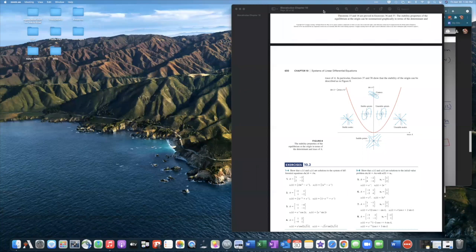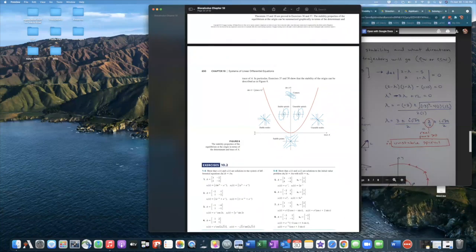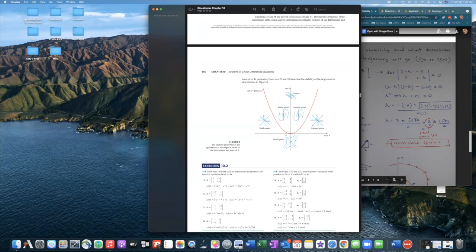So this graphic here, if you plot the trace on the x-axis and the determinant on the y-axis, this tells you that if your determinant is negative, you have a saddle. If your determinant is positive, well, a lot more things can happen. So if your determinant is positive and your trace is positive, you have unstable things. You either have an unstable node or an unstable spiral, depending on whether the determinant is bigger than 1/4 of the trace squared or whether it's smaller. And then if the trace is negative, you either have a stable spiral or a stable node.